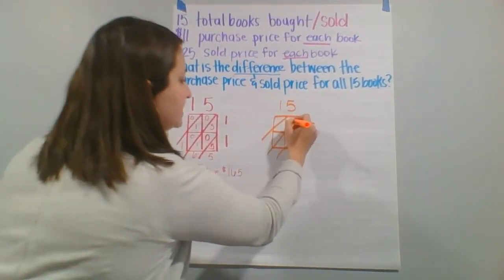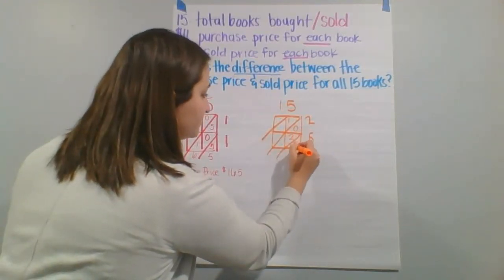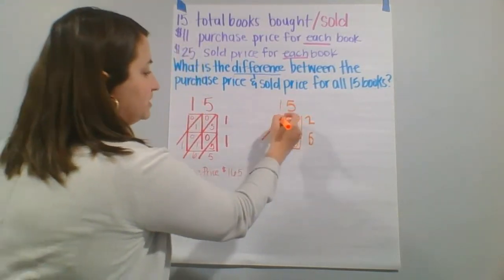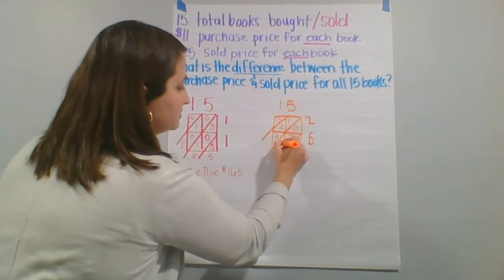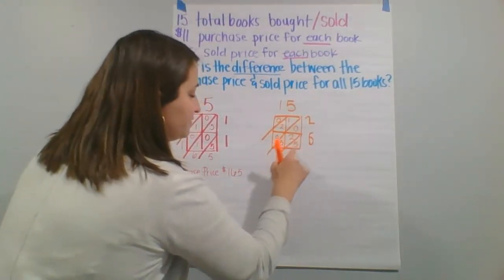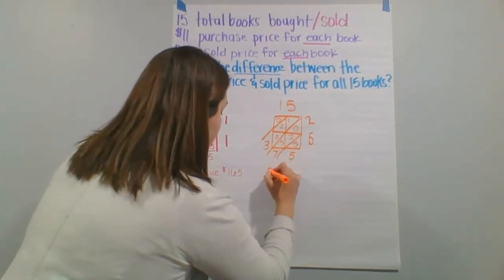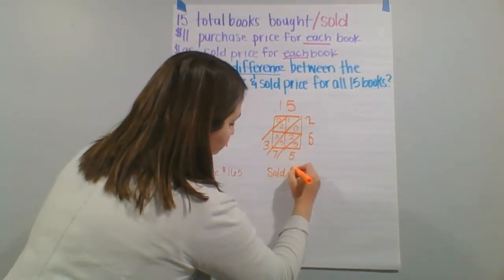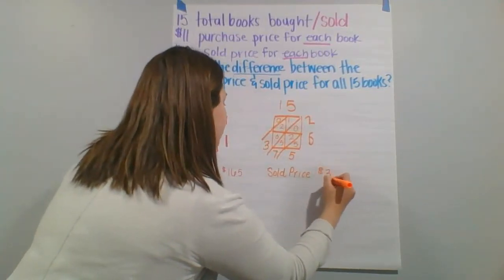5 times 2 is 10. 5 times 5 is 25. 2 times 1 is 2. 5 times 1 is 5. So now I'm going to add together 5, 5, 6, 7, 3. So our sold price is $375.